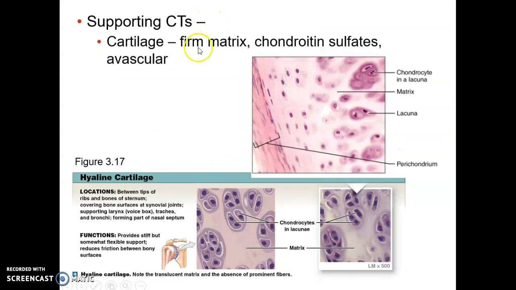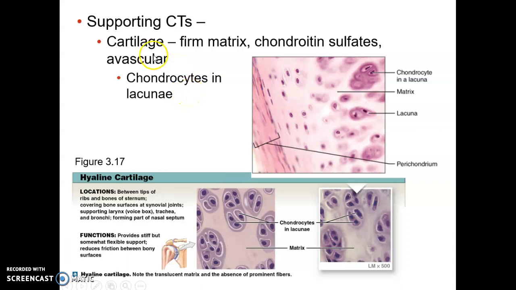Supporting connective tissues. Cartilage. Think of the cartilage at the end of your joints at long bones. The matrix is fairly firm, kind of rubbery. It is comprised of primarily chondroitin sulfates. It is avascular, has no blood supply, so it's kind of a unique connective tissue. One reason why cartilage damage heals very slowly is because it's avascular.